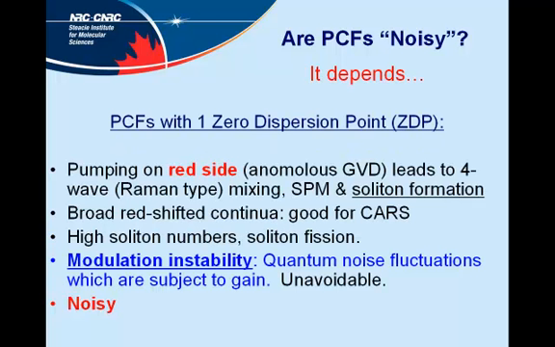If you pump, however, on the red side of that zero dispersion point, then you have an anomalous group velocity dispersion, and you get all kinds of things happening. You get four-wave mixing, you get self-phase modulation, you get soliton formation. You do get a red-shifted continuum, and that's what you want for CARS. But you have these high soliton numbers, soliton fission, and you get what's called modulation instability, which is basically the amplification of fluctuations. And it's unavoidable. You can't avoid this. And you get a horribly noisy spectrum. This is just a disaster. You just don't want to do this. And this is why people say PCFs are noisy: it's because of this modulation instability.